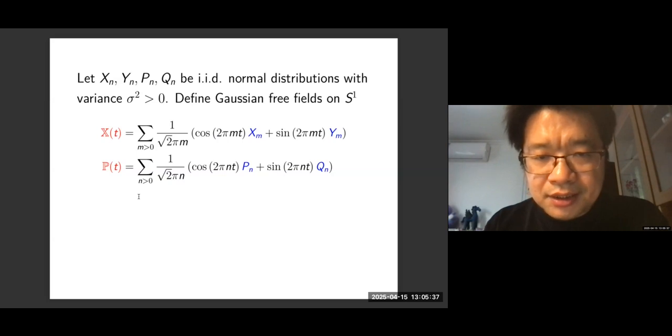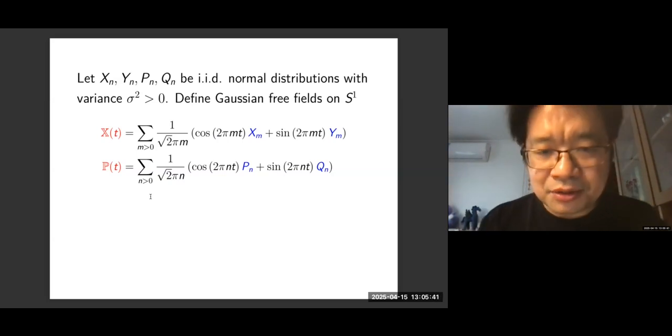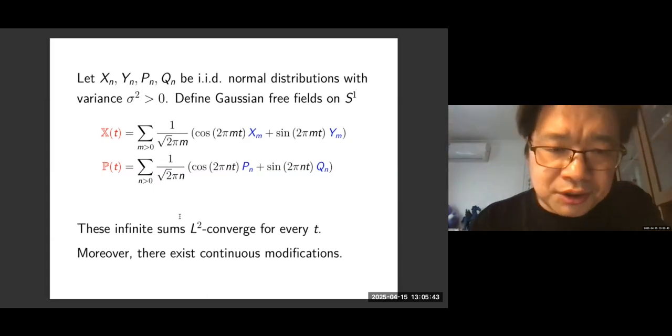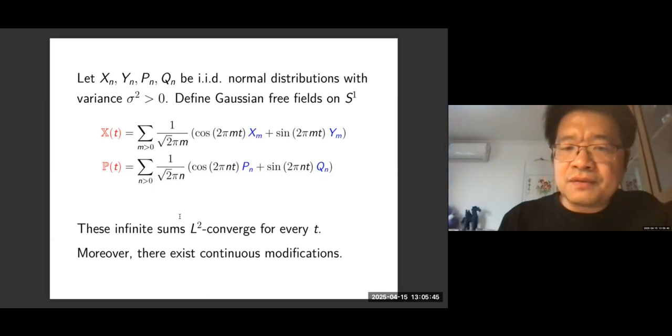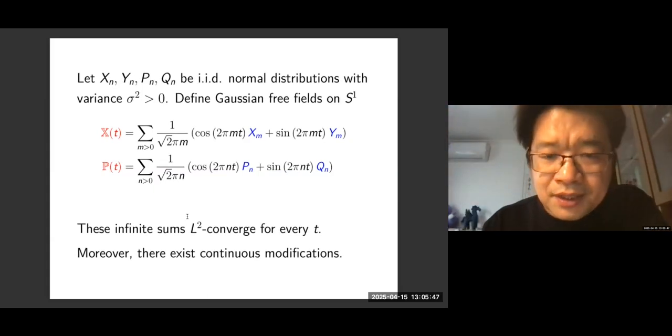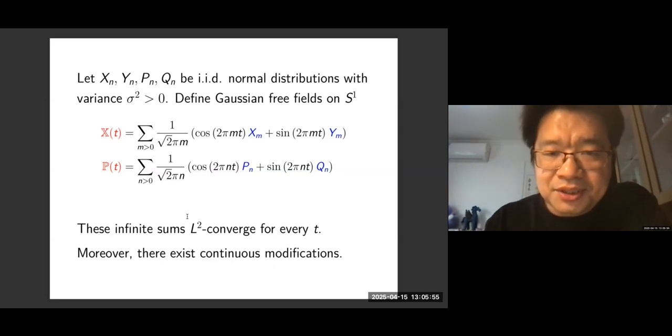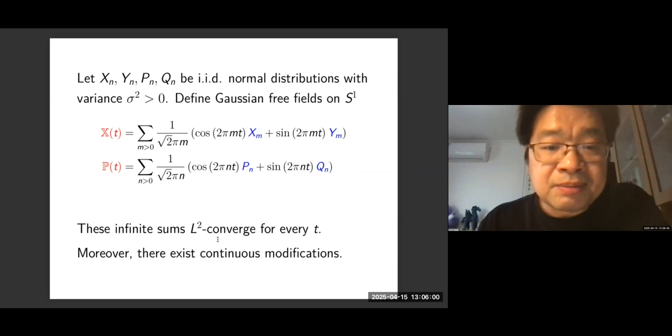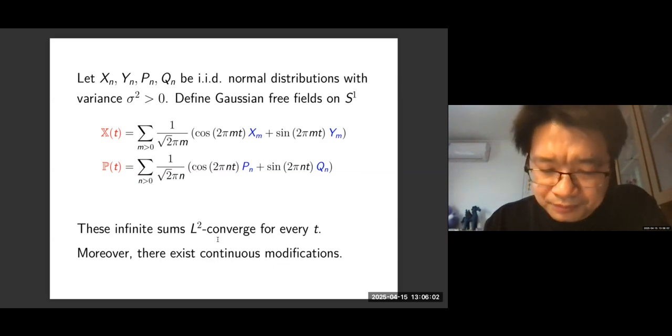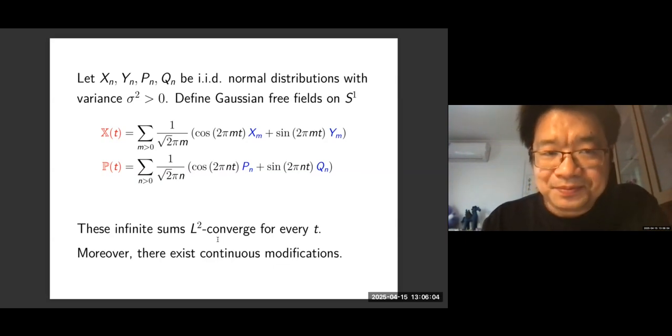But using this Gaussian free field, you can say something good. For example, you can show this infinite sum converges in L2 for every time. Moreover, there exists a continuous modification, which roughly means you can treat this process as a continuous process in probability.